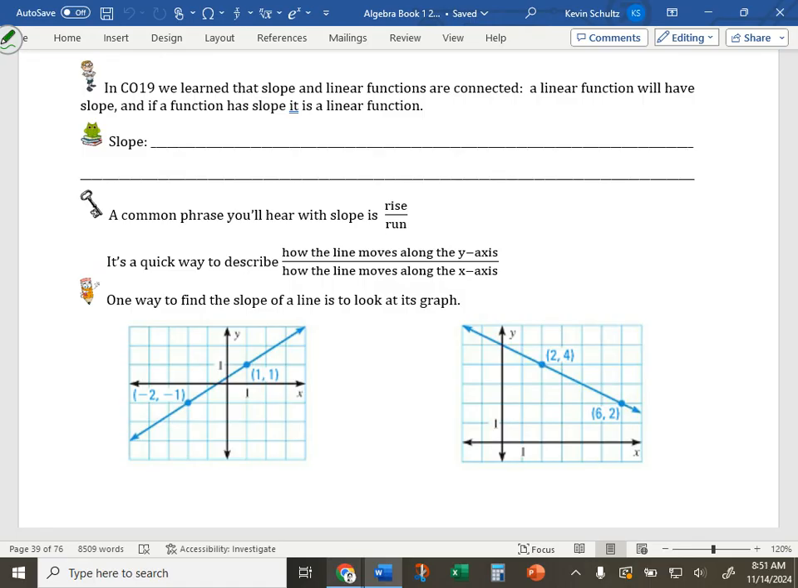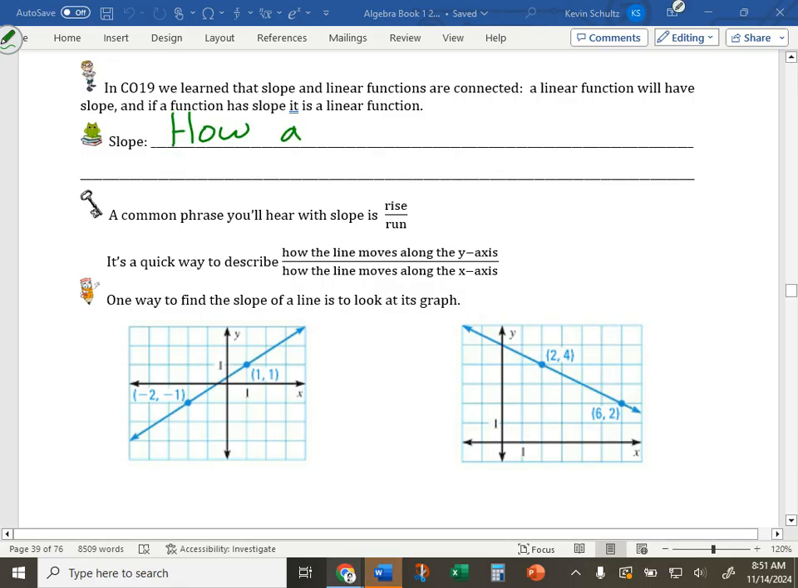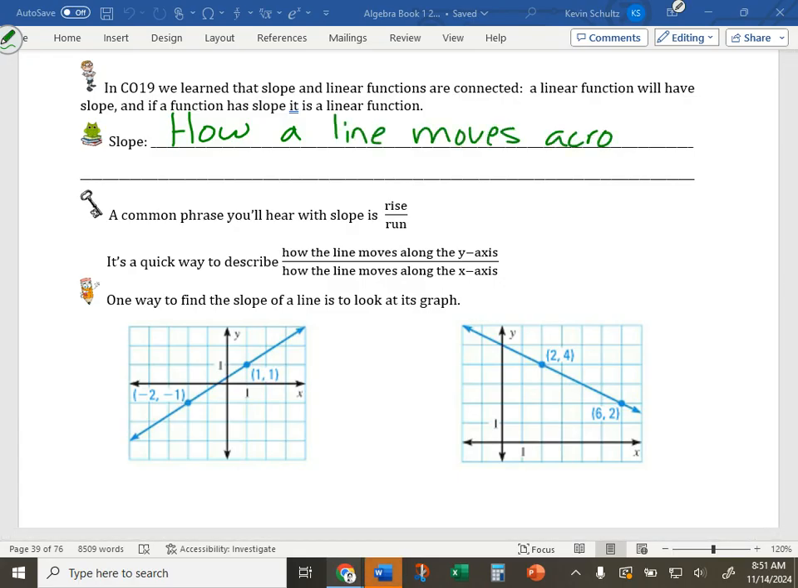Slope describes how a line moves across the coordinate plane. How a line moves across the coordinate plane. Okay? And a common phrase you've heard, I'm sure before, with slope is rise over run. Right? Really what rise over run is describing is that change in y.